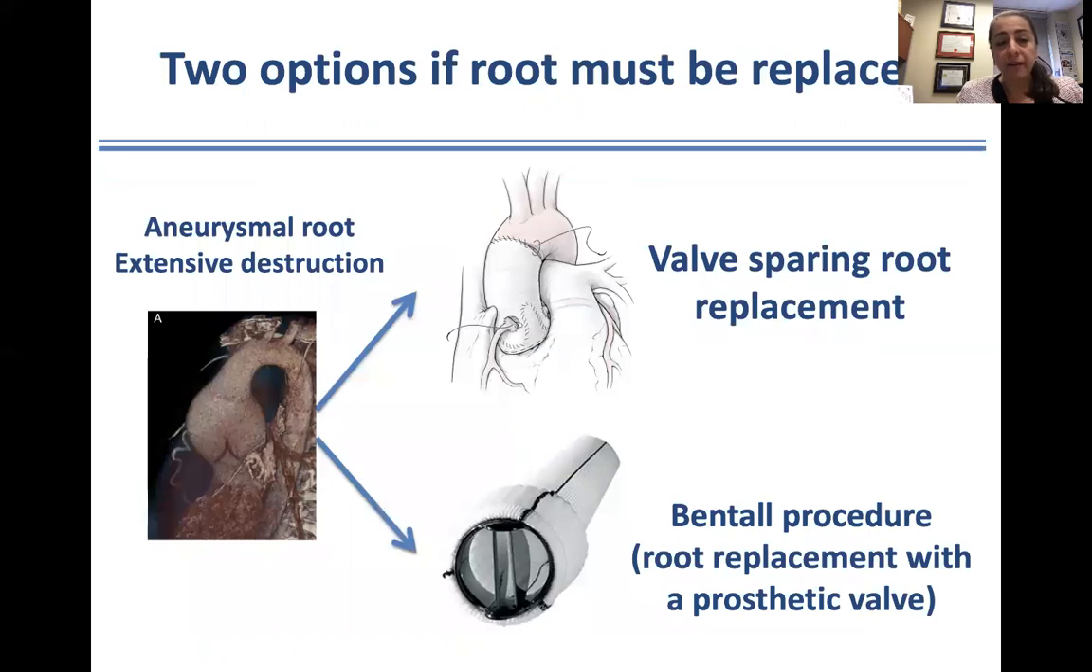So if we have an aneurysm of the aortic root or the root itself is extensively destroyed by the dissection, then we must replace the aortic root, and we have two options: either a valve-sparing root replacement where the aortic valve is preserved, or what's called a Bentall procedure where the root is replaced with an artificial valve that is connected to a Dacron graft.